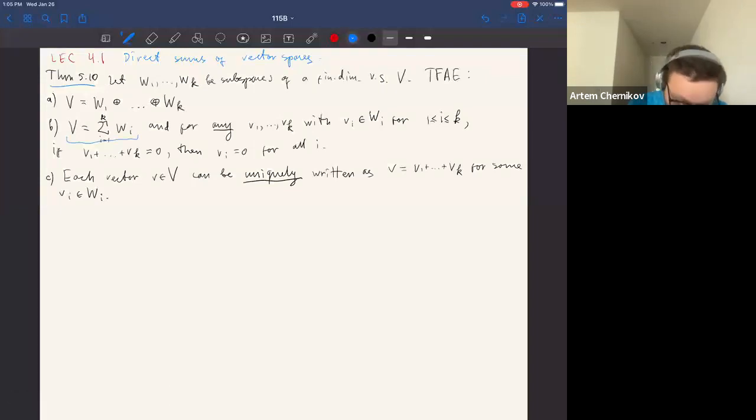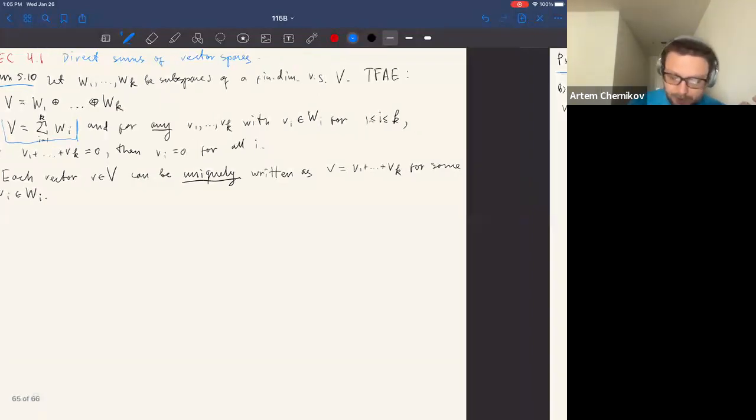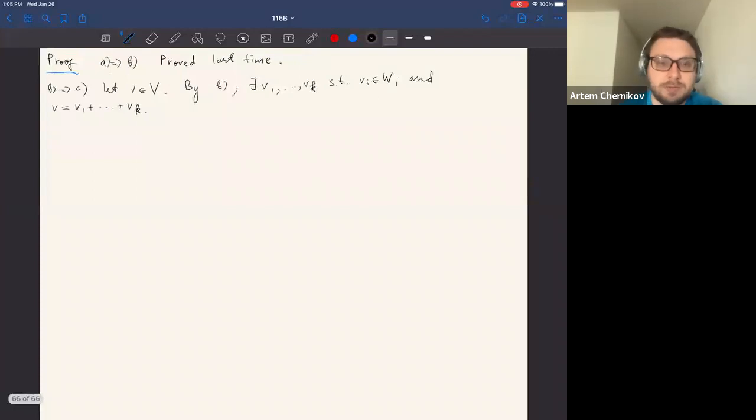The reason for this is the first part of B, that V is the sum of the subspaces Wi. So we know that there is some choice like this. Our task now is to show that there's only one choice of the Vi's like this. So we must show that this representation is unique.